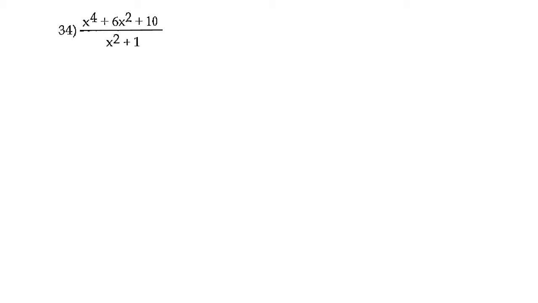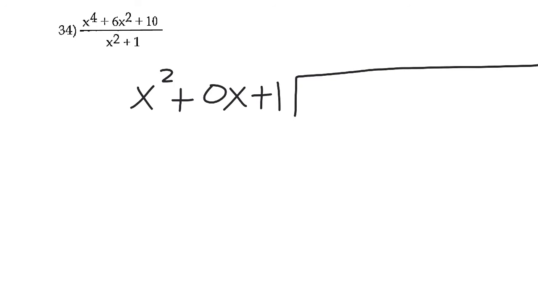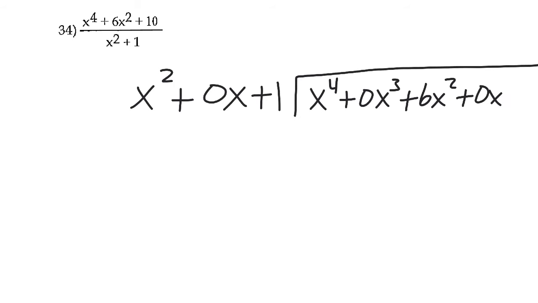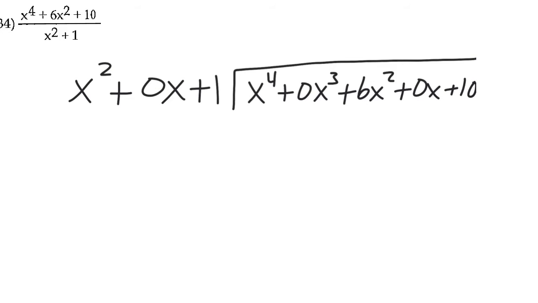Okay, 34, long division, being very careful because we're missing terms in between the beginning and the end of what we're dividing by and what we're dividing into. So x squared plus, we must hold a place, 0x plus 1, heading into x to the 4th plus 0x to the 3rd plus 6x squared plus 0x plus 10. Now that we have all the places held with zeros when those weren't there, we are really good to get going here.